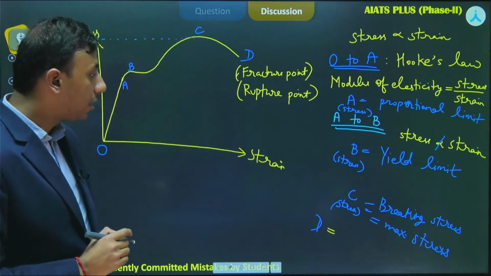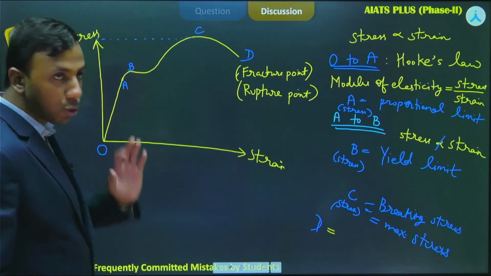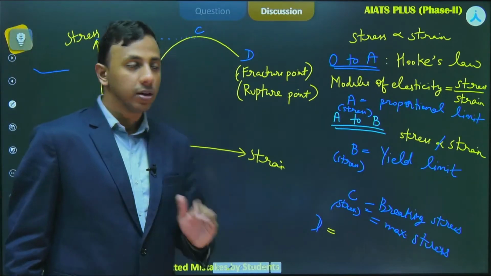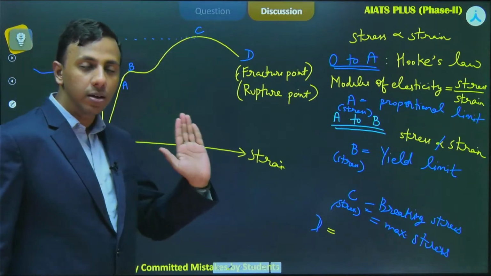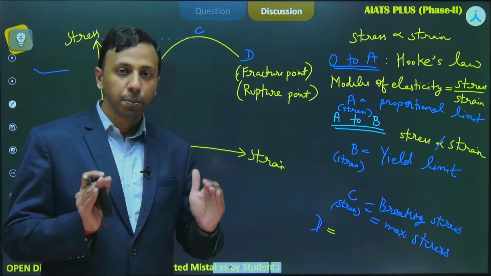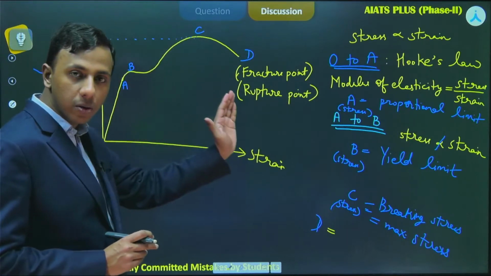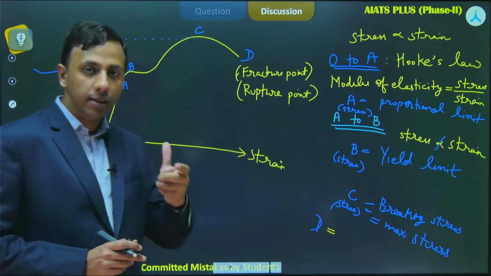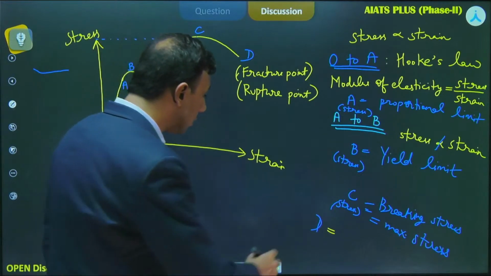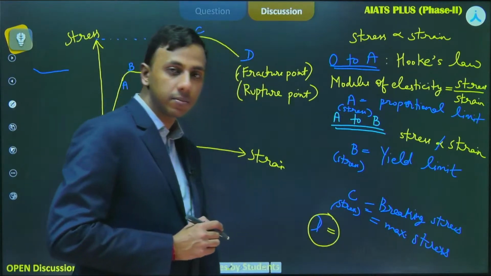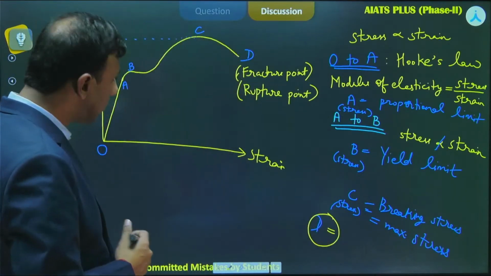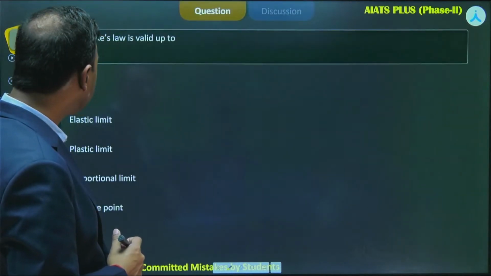Okay, rupture point. So remember what I said, from O to B only elasticity is observed. From O to B, after B there is plastic deformation. So plastic region would be called after B onwards. Before B it is elastic region, okay? So please remember everything that we discussed. Now let's see the next question.